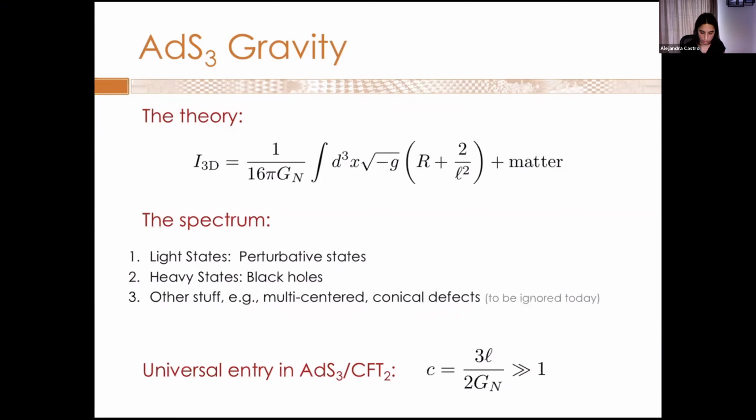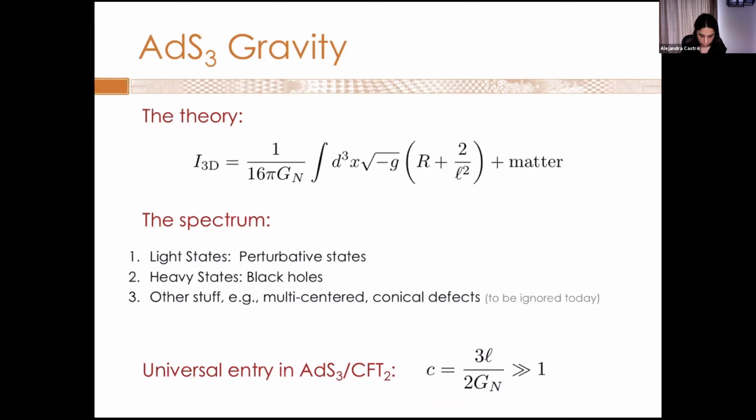So I'm going to ignore it today because it will depend a lot on what I'm saying here. It's not that it's not interesting, but it tends to not be universal, at least to our understanding of AdS3/CFT2. And one of the things, in this universal class of theories of gravity, one of the very, very universal entries in the dictionary is the central charge, the Brown-Henneaux central charge, which is written down here.